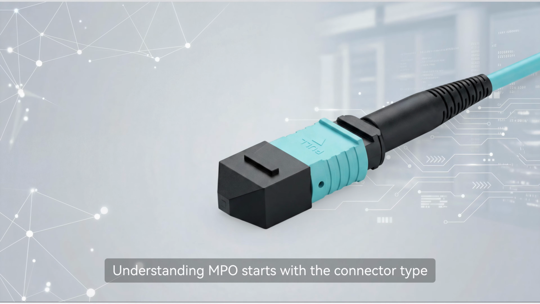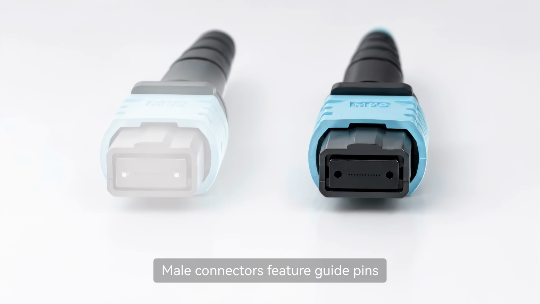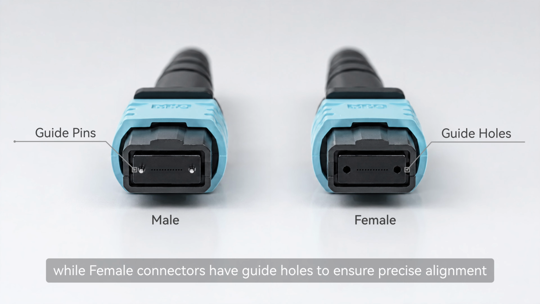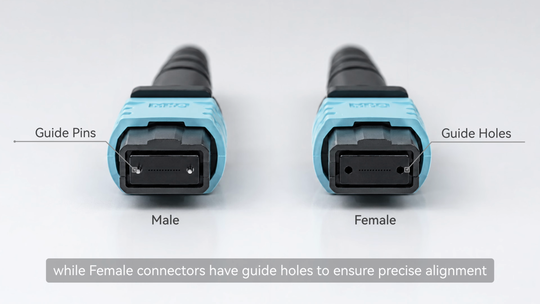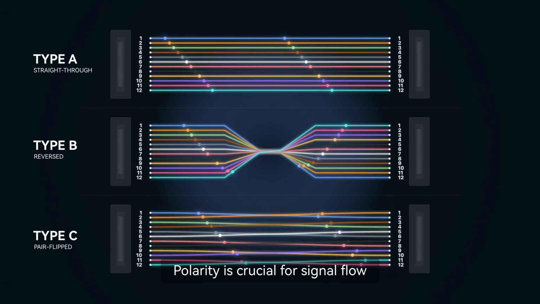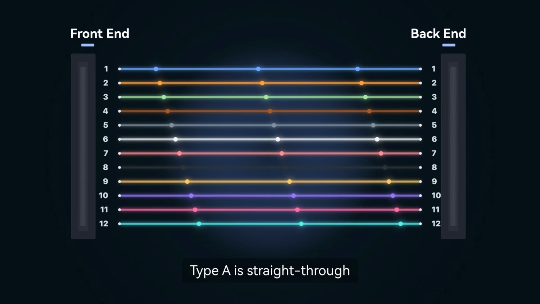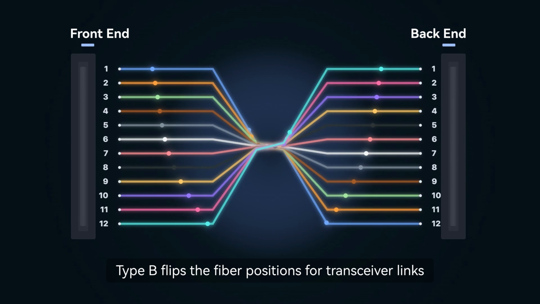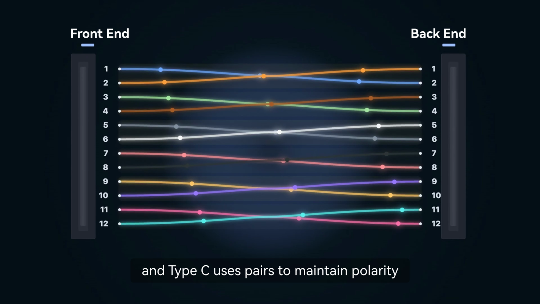Understanding MPO starts with the connector type. Male connectors feature guide pins, while female connectors have guide holes to ensure precise alignment. Polarity is crucial for signal flow. Type A is straight through. Type B flips the fiber positions for transceiver links, and Type C uses pairs to maintain polarity.